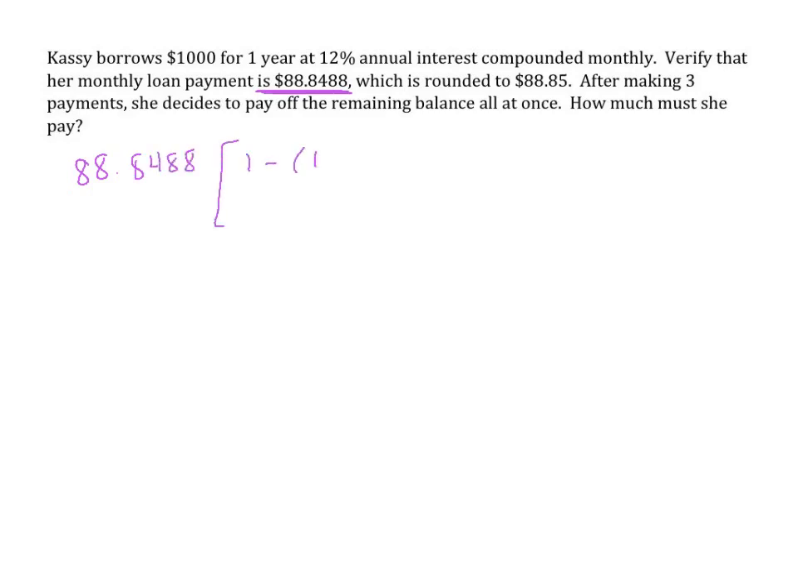One minus 1 plus, her interest rate is 0.12. We're making 12 payments a year, so monthly payments, to the negative 12 monthly payments, but we only have 3/4 of the loan left to pay because we've already been paying some of the loan. And since she already paid 3 months, she's already paid for 1/4 of her time since we're only in 1 year. So she has 3/4 left, or 8 months left to go. So 8 months out of 12 months is the same as 3/4.